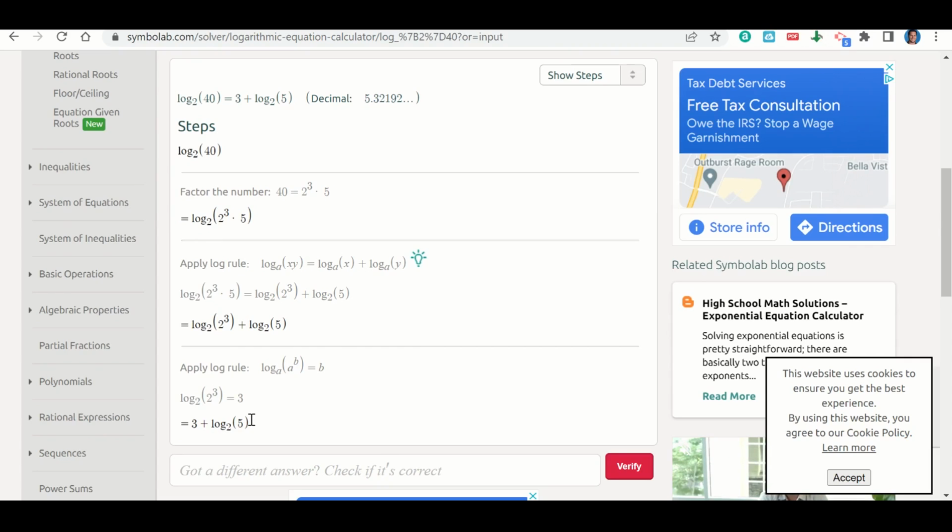And this is how you can check your work using the logarithmic equation calculator on Symbaloo.com.